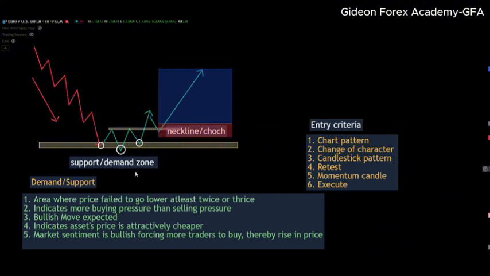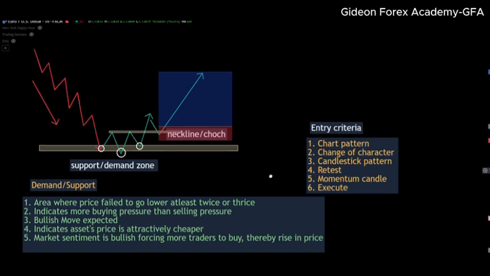So you are simply using the concept of demand and supply to buy and sell. In this case, you would be buying, and that would be a winning trade for you. So always wait for confirmations. Follow the entry criteria: identify your chart pattern indicating a change of character, and then look for candlestick patterns which indicate the direction, and then wait for a proper retest, and then look for momentum candles in that direction, and go to your lower time frames and execute a buy or sell order. It's as simple as that.